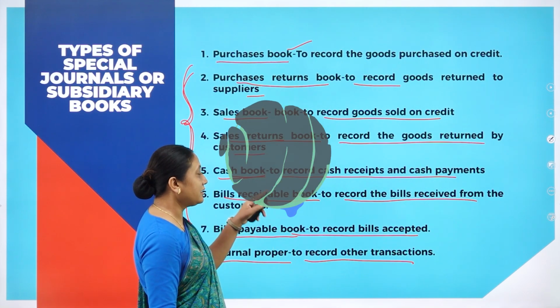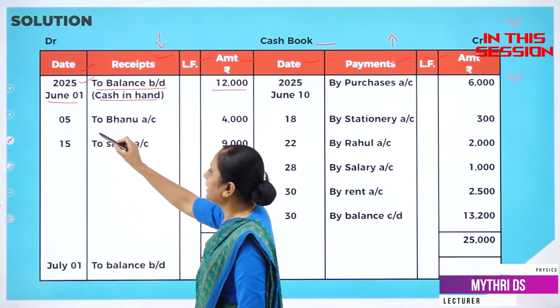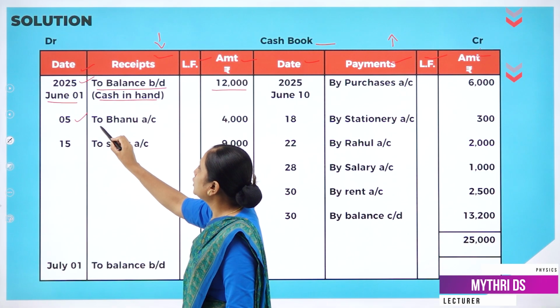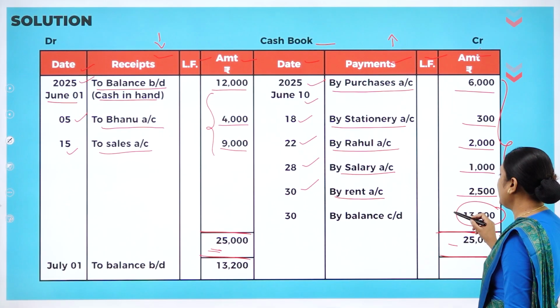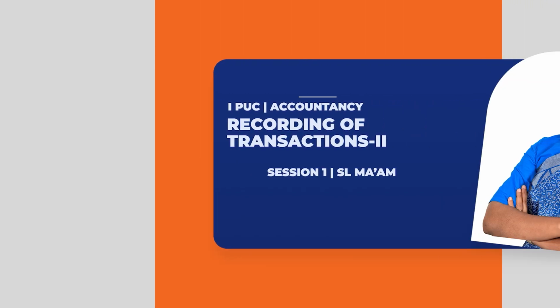Here, all the other transactions which you cannot record in all these books will go to journal proper. We should enter it on the debit side, date in the date column, to Banu account. We had left one line space here, so in that line we will write it as 13,200, that is the difference amount.